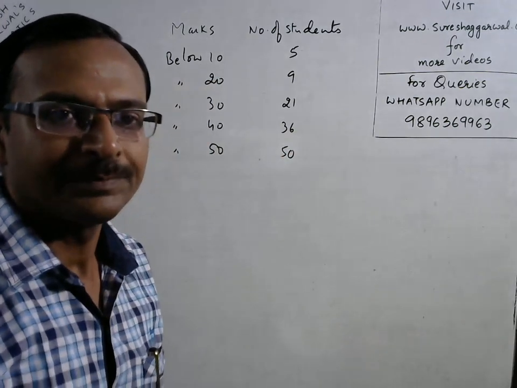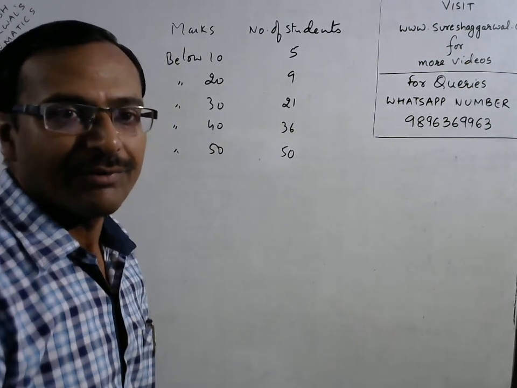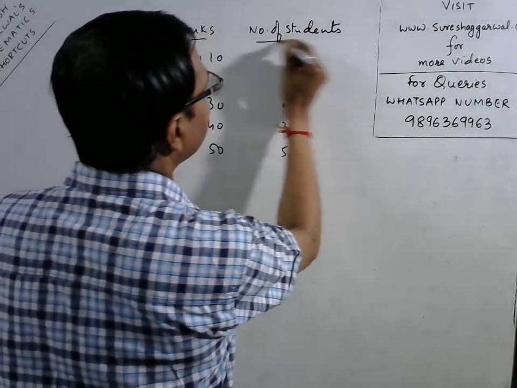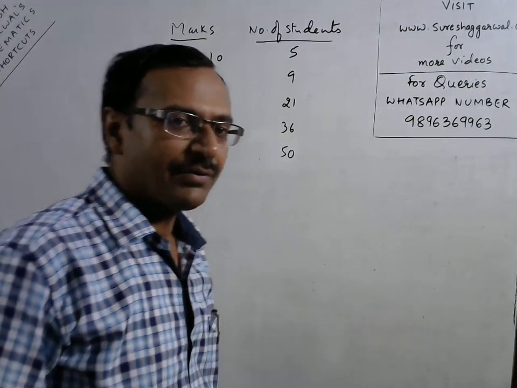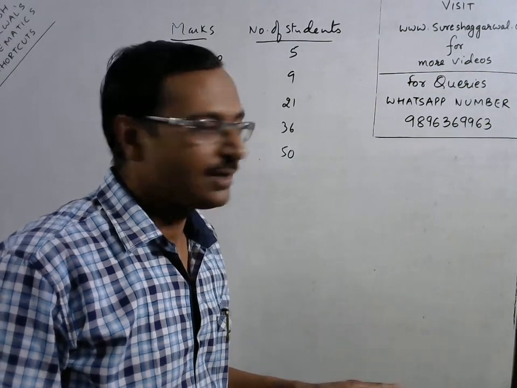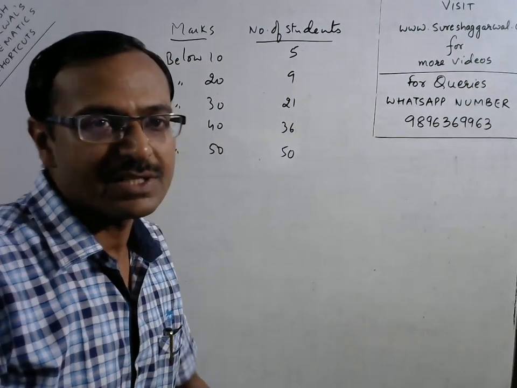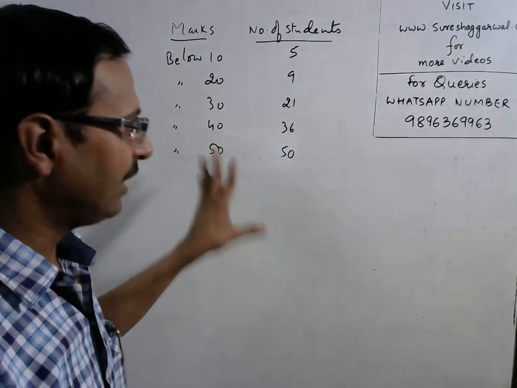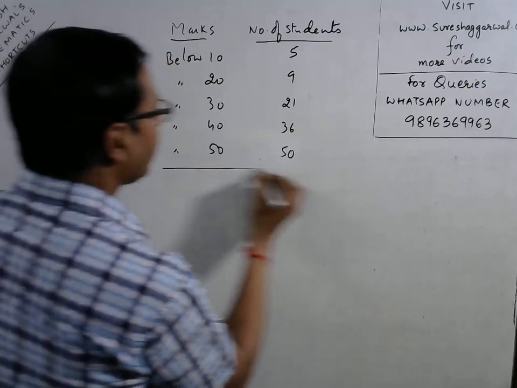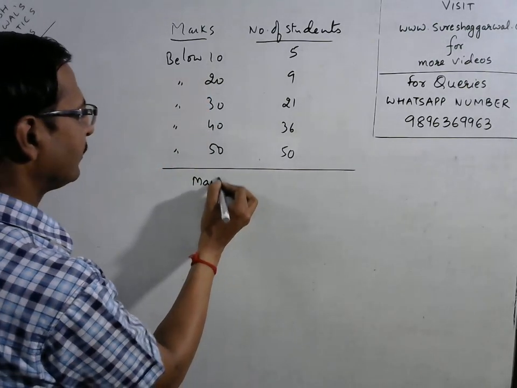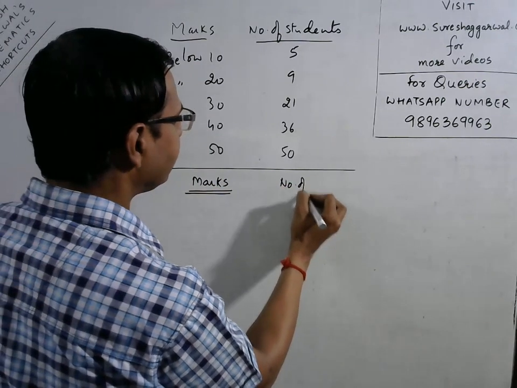Now see this data. Here we do not have any class intervals, and yet we are required to find the mean marks. Now obviously you cannot continue with this kind of data and find the mean, because without having class intervals we will not have the class size which is required to calculate the mean. Now how to convert this data into class interval form? So what I do is I will write marks, and now I will write the class intervals and number of students.